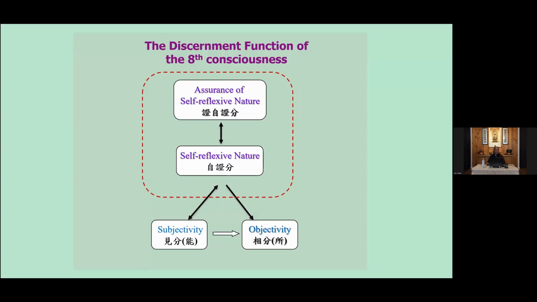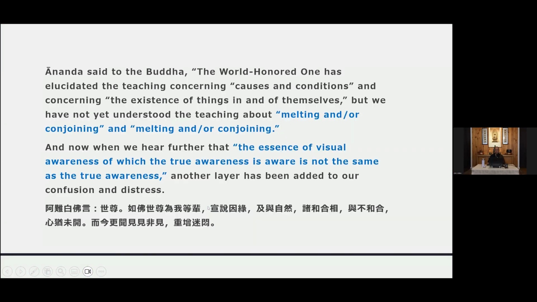Okay, so the true awareness is aware of the subjectivity, the visual awareness. When you are aware of that, then this is not seeing anymore. So when you get to the moon, the moon disappears. The moon is not the moon anymore. I don't understand. I believe you don't understand, and I don't understand either.